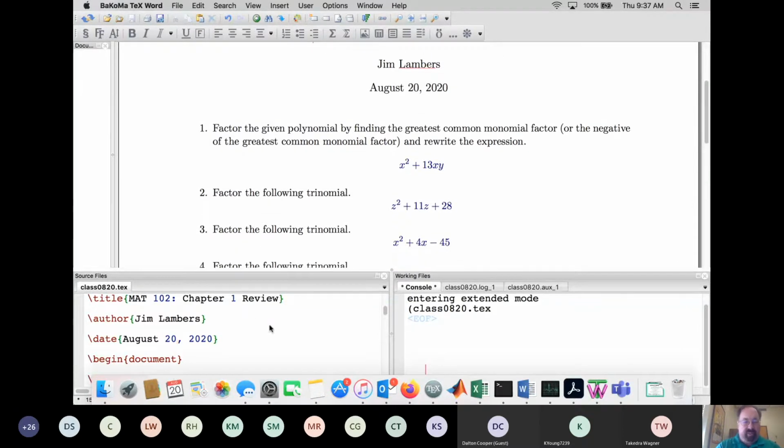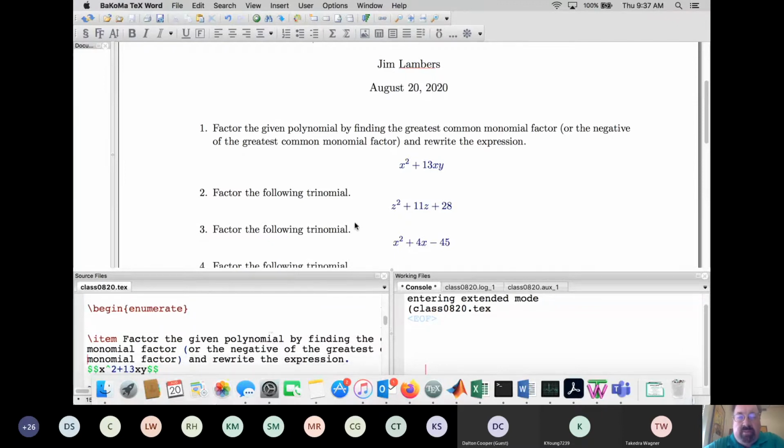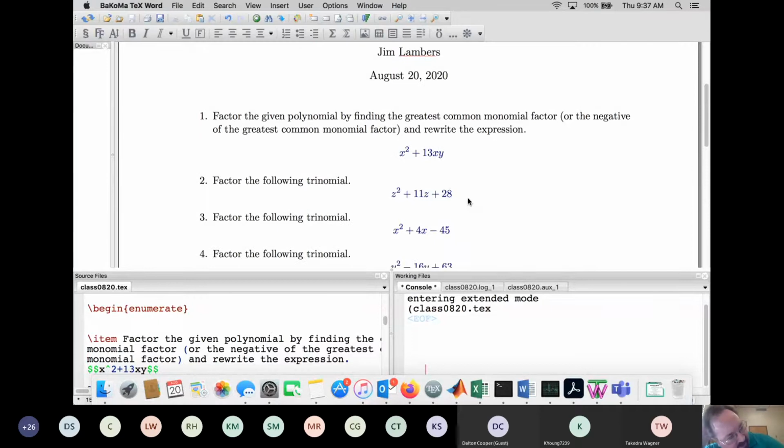Okay, so what we have here are some factoring problems, so the kind of problems that you would have carried out in Math 101, and certainly will be needed here from time to time.